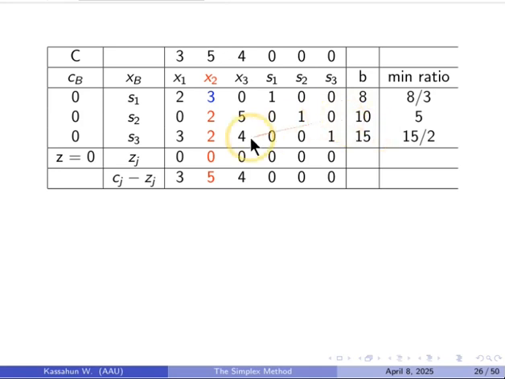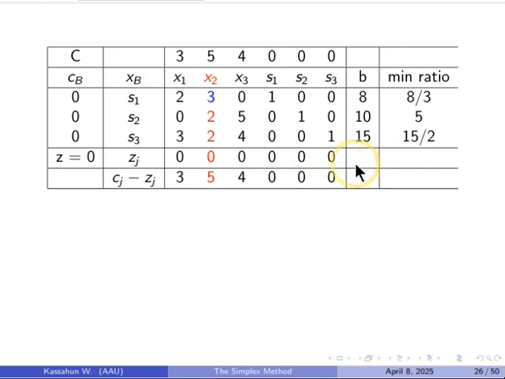So in that case, Z is 0, because Z is obtained by the dot product of the CB column vector with this column vector, then 0 times 2 plus 0 times 0 plus 0 times 3 is 0, and so 0 times any column gives us 0. The entire value Zj is 0. Then Cj minus Zj is calculated by just the difference of this and this. 3 minus 0 is 3, 5 minus 0 is 5, 4 minus 0 is 4, and so on.